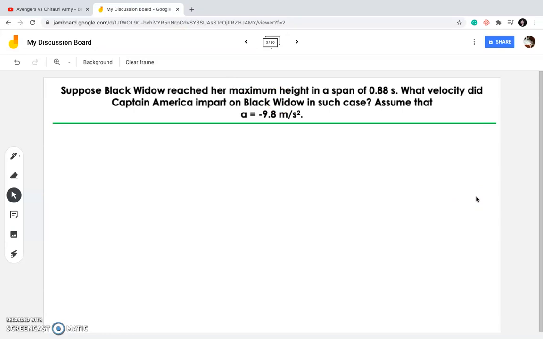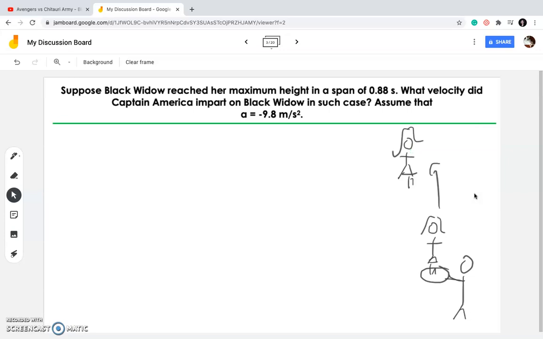Now suppose Black Widow reach her maximum height in a span of 0.88 seconds. What it wants us to figure out is the velocity that Captain America imparted on Black Widow in that particular scene. So to visualize that better, you can make a sketch, something like this. This could be Captain America holding his shield, and then he propels Black Widow upward. So she reaches a certain maximum height, right? Given the strength that Captain America gave.